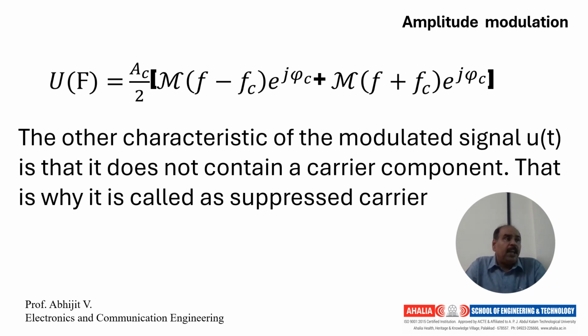The other important characteristic, the speciality of this, is that you don't have any carrier component while transmitting. That is why it is called suppressed carrier. So the name double sideband suppressed carrier itself tells you that it has both the sidebands, the upper sideband and the lower sideband, but does not have the carrier signal along with it.